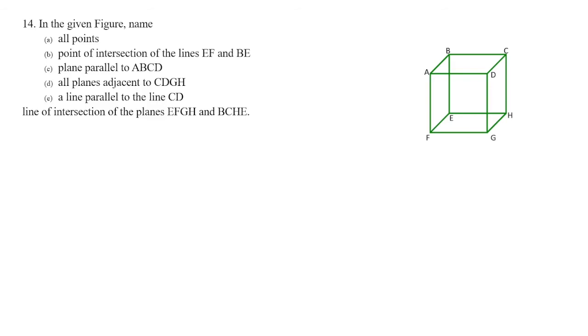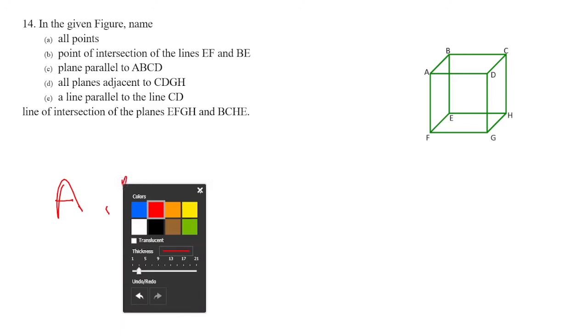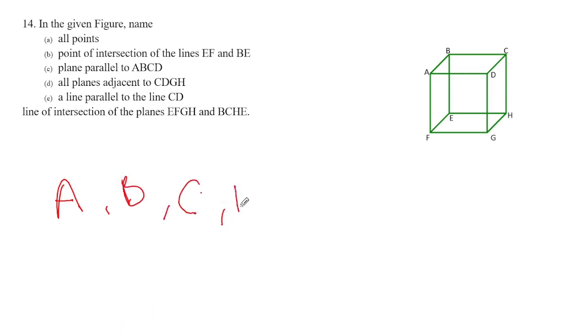Alright, first one, all points. Very simple. A, B, C, D, E, F, G, H. There's no I, okay? So don't write till A to Z, as I managed to do the first time when I was solving this problem. Okay, so these are all the points in this figure.